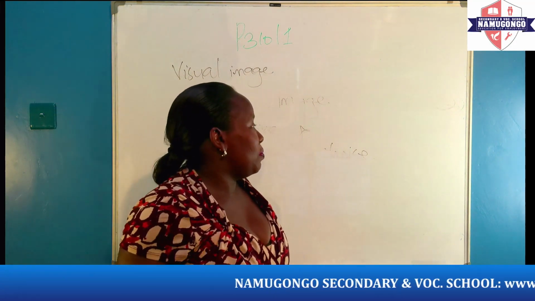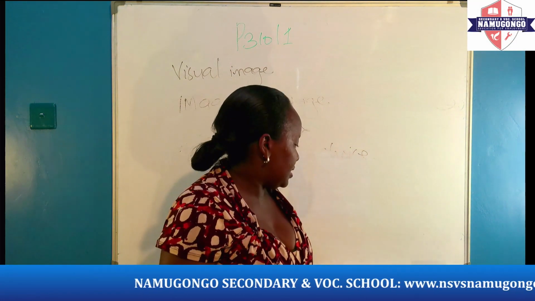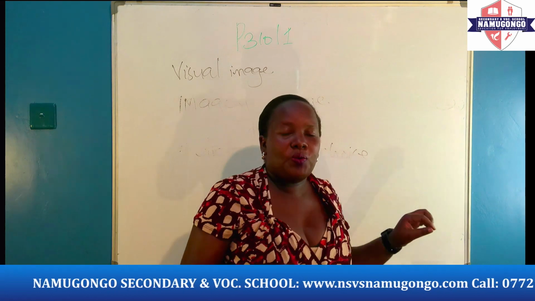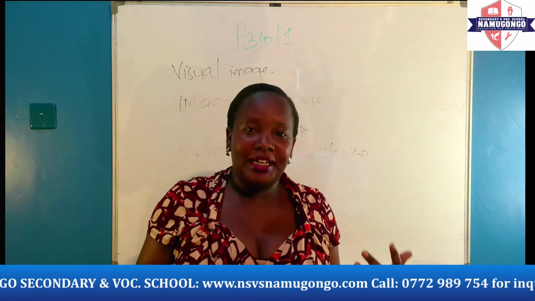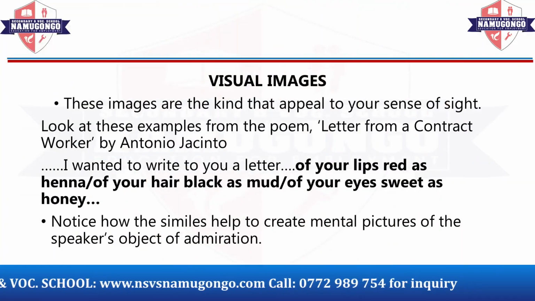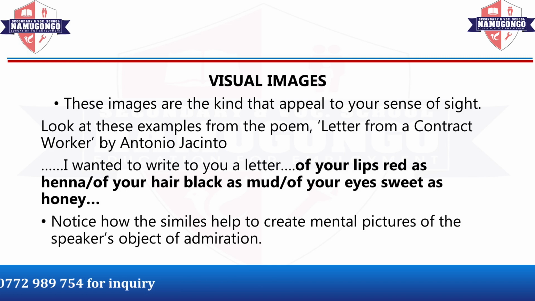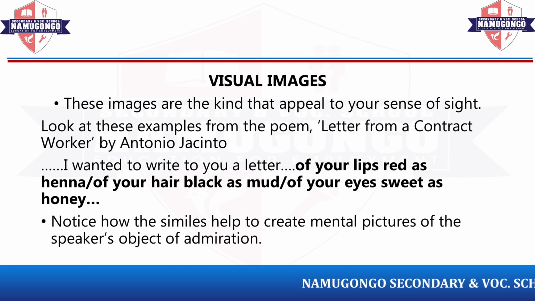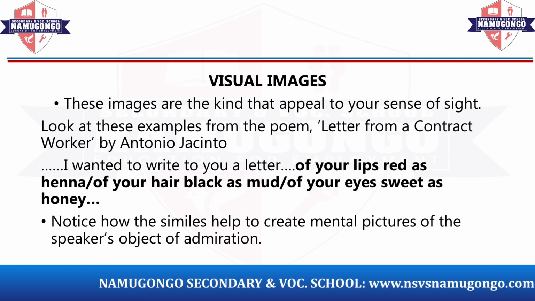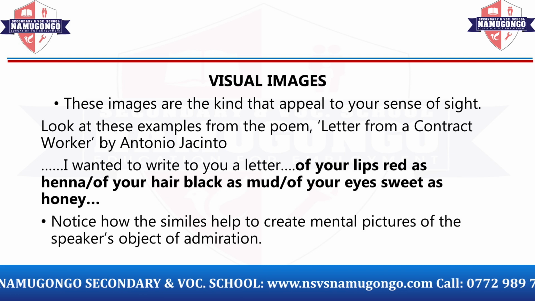Now, when we are talking about the visual images, which is our first on the list, as you can already guess, visual images are those that appeal to your sense of sight. Okay? Remember the other line that we read, one of those lines that I gave you in the first instance: "Evening drapes gold on distant hills." That is one of the examples of a visual image. Okay? Now, when you read a visual image, you are able to picture a particular picture or a particular situation.